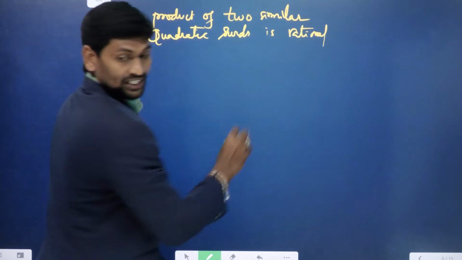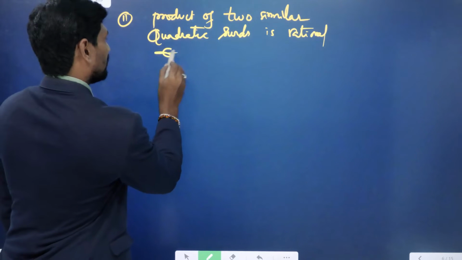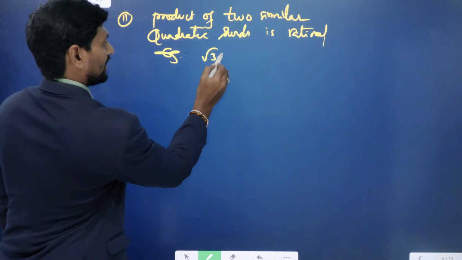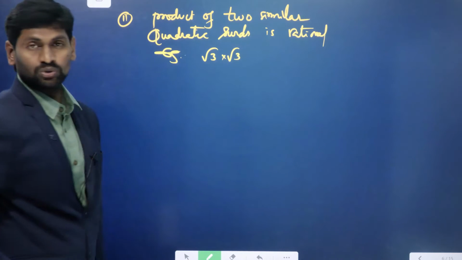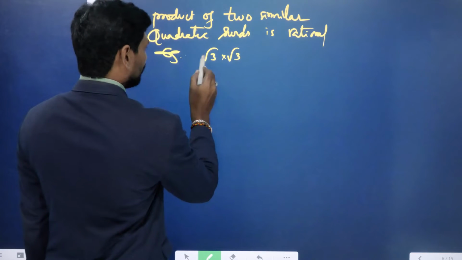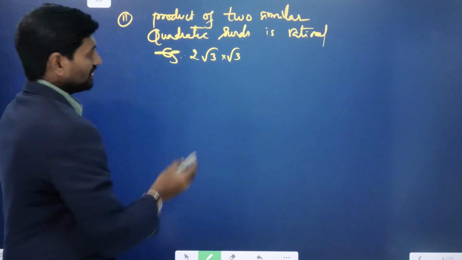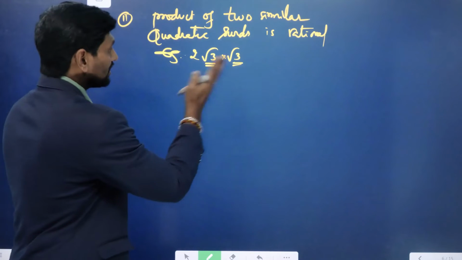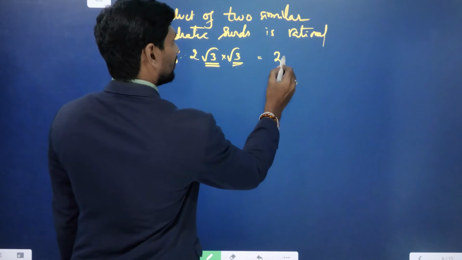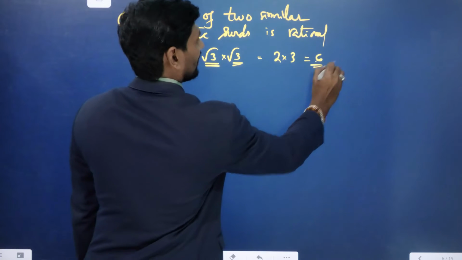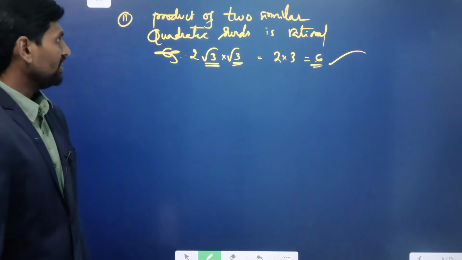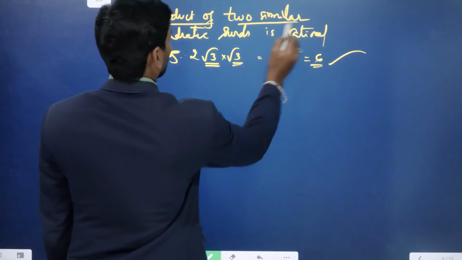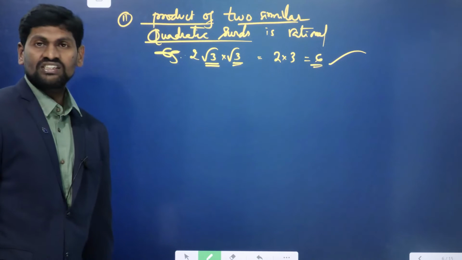Let us take one example here. Example: root 3 into 2 root 3, root 3 similar, like similar surds. While you are multiplying here, root 3 into root 3 becomes 3. 2 3s are 6. 6 is a rational number. So from this we can say that the product of two similar quadratic surds is a rational number.